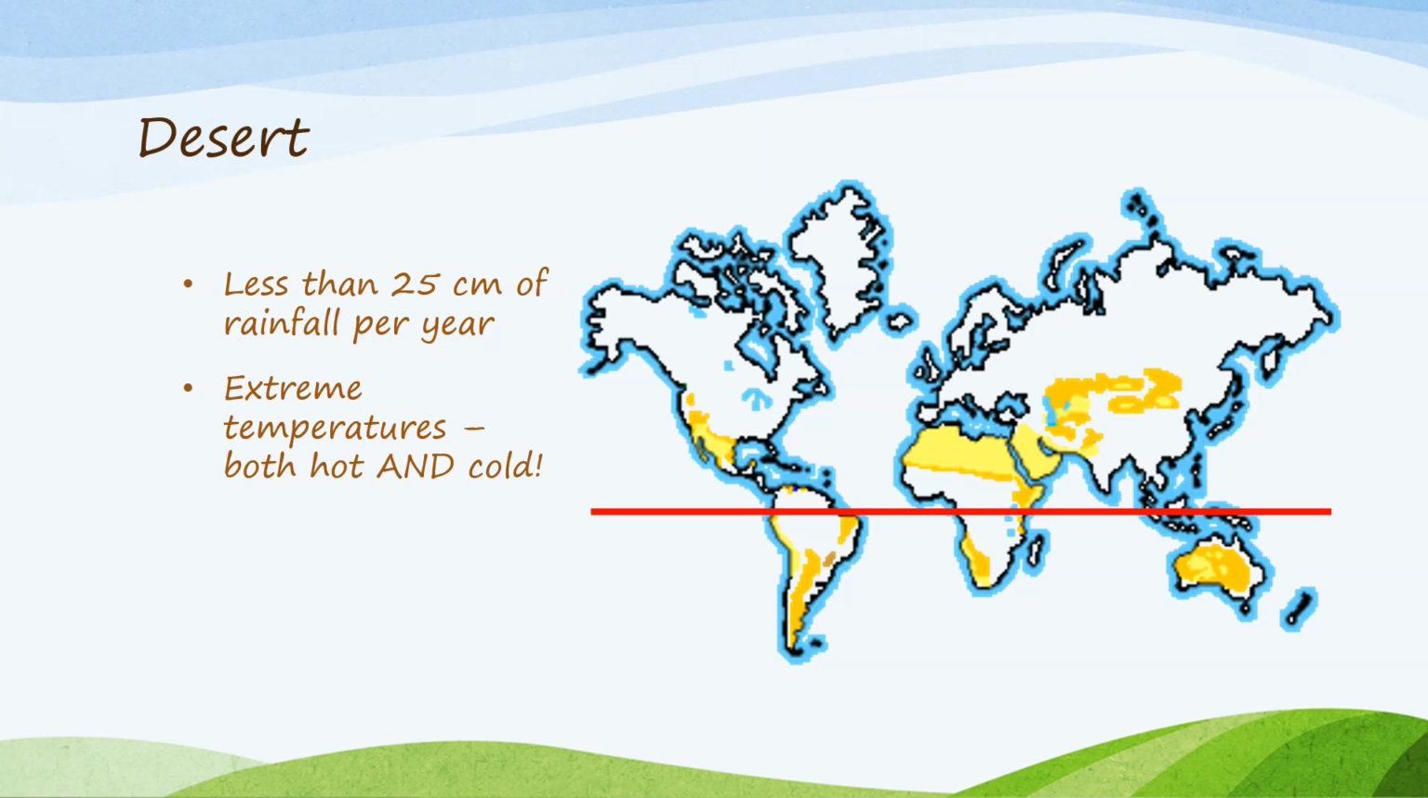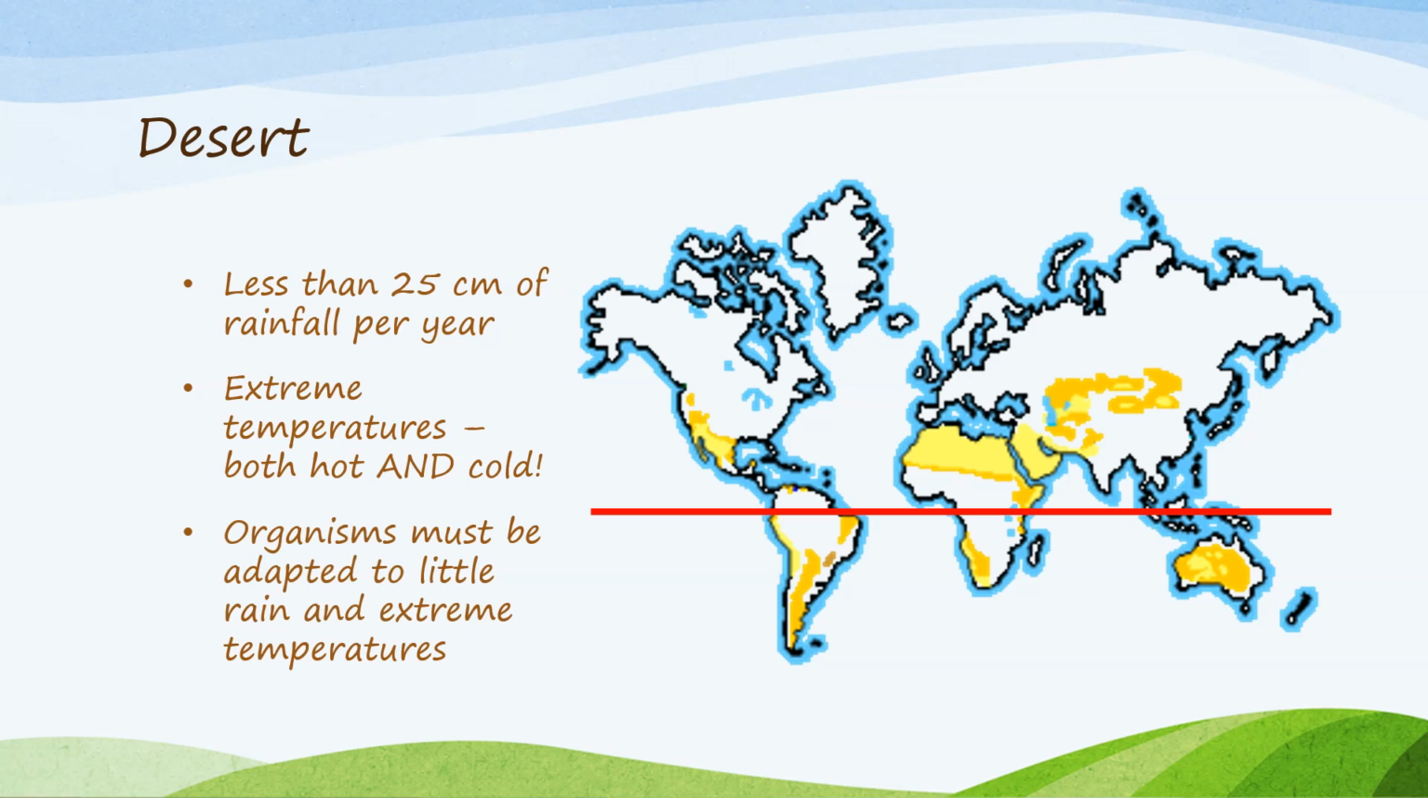So it oftentimes gets really, really hot during the day, but then it actually gets really, really cold at night, even in deserts that are typically really hot. And as I mentioned, there are some deserts that are literally called cold deserts, where they are not very hot. So in deserts, there can be extreme temperatures of both very hot and very cold.